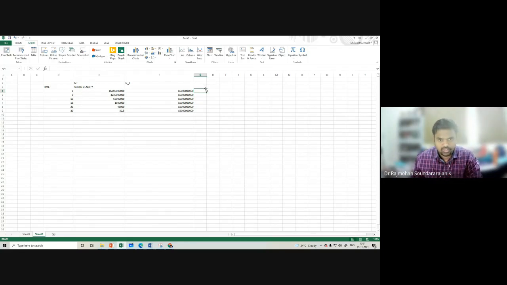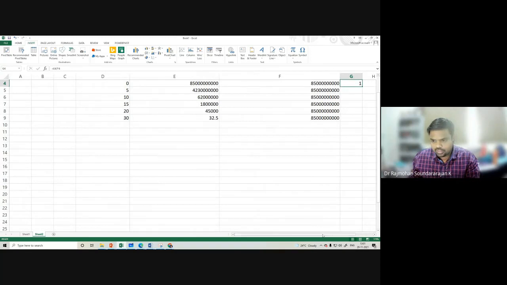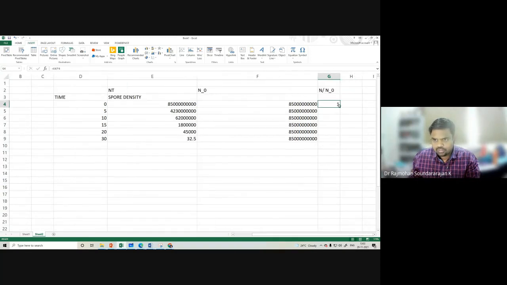N by N naught we will find first. N divided by N naught can be found out, and it is going to be 1, right? So the formula is N divided by N naught, this E4 divided by F4. We get the value 1. Just drag it down. I'm zooming it so that you can see clearly.